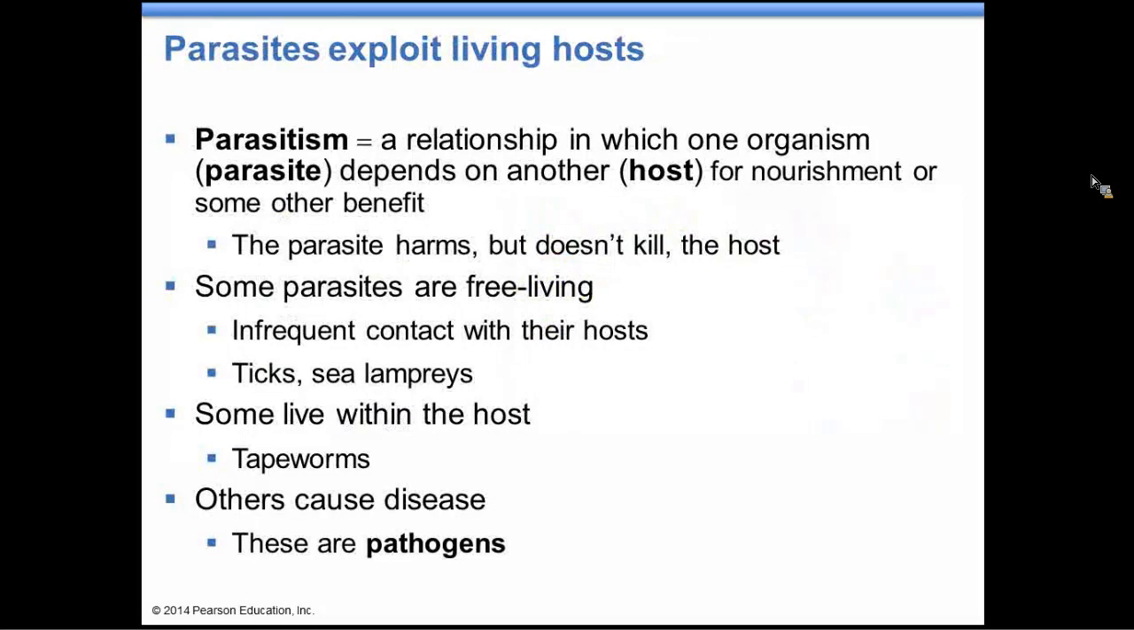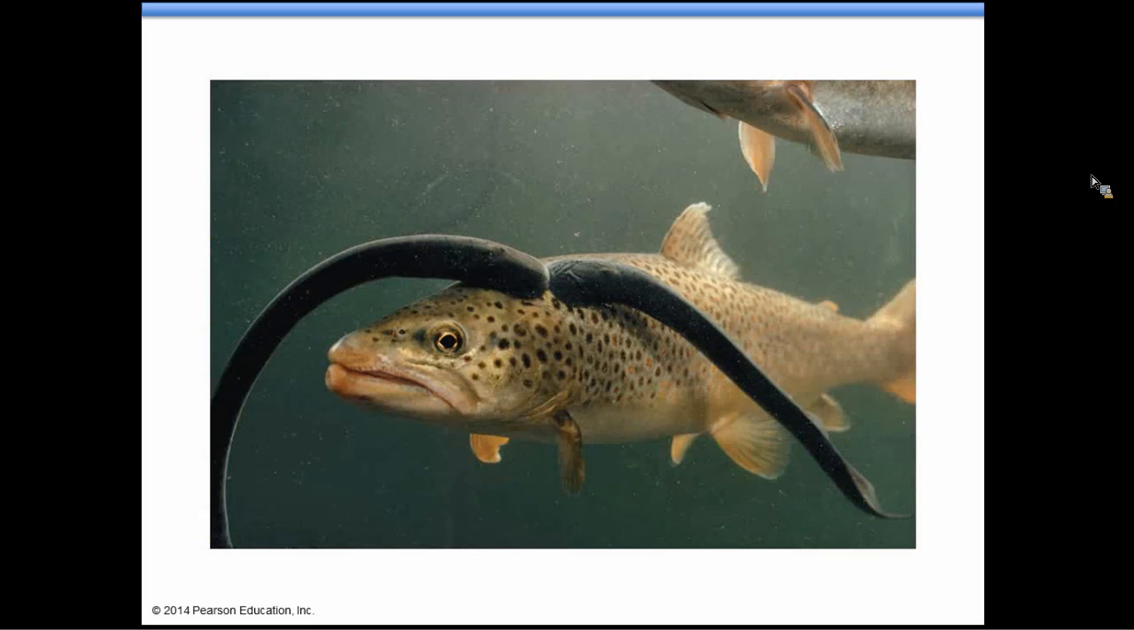Parasitism, on the other hand, is another exploitive type of interaction. However, it exploits living hosts, and it's a relationship in which one organism, the parasite, depends on another, the host, for nourishment or some other benefit while doing the host harm. Many types of parasites actually live inside their hosts. However, some are free-living, such as ticks, and some cause disease. These are called pathogens. Here, it appears to be just a fish with a lamprey stuck on it. The lamprey would be the parasite in this interaction, and the fish would be the host.